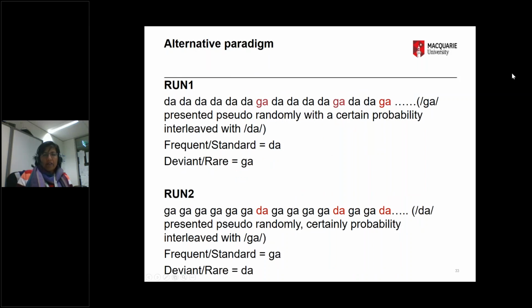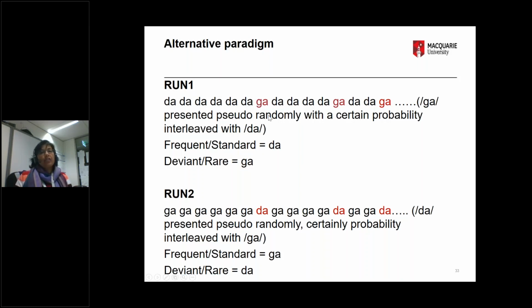Another thing is about this paradigm. Now, I did mention this. We did it in a study, and quite a few people do it as well, so I thought I would run past that. So the first thing is when you do your run one, say you have lots of standards, which are your DA, because they occur a number of times.